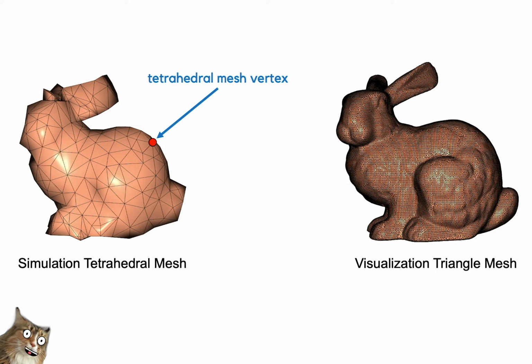We often also have available to us a high-resolution surface mesh represented as a triangle mesh. Wouldn't it be great if we could somehow combine these two representations? We could compute the simulated motion using our tetrahedral mesh, but display the motion using our higher fidelity surface mesh. Well, finite elements are going to make that very easy.